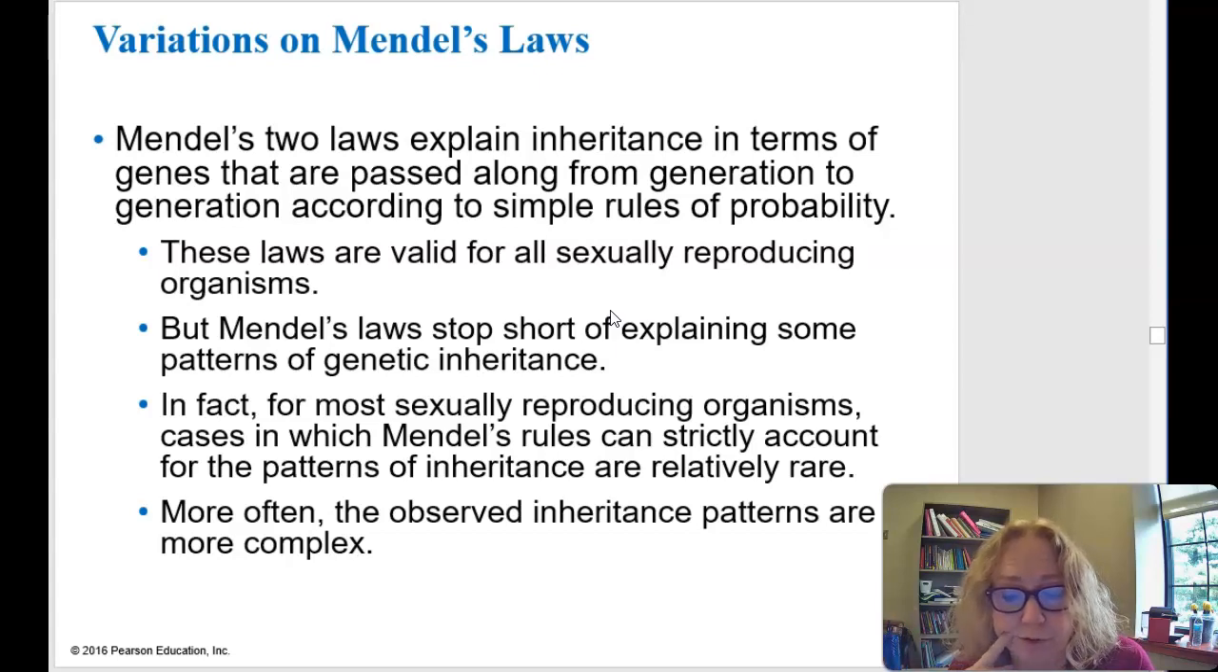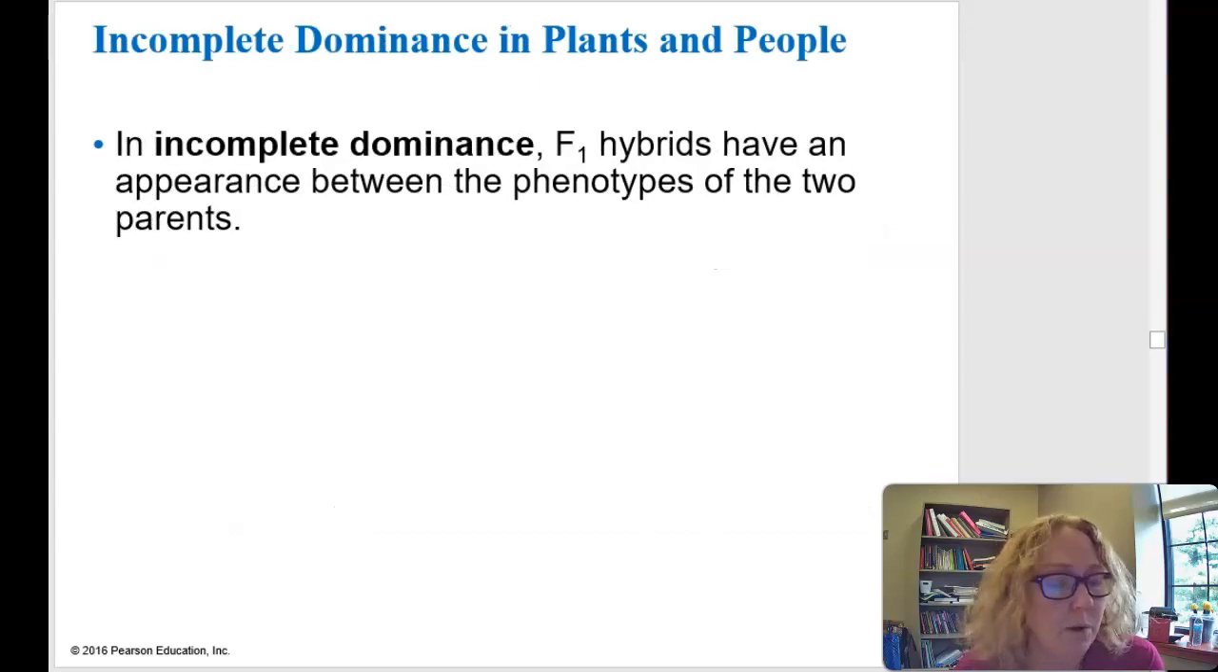For most sexually reproducing organisms, in fact, Mendel's rules cannot account for some of the relatively rare patterns that we see. Most often, the patterns of inheritance are a little bit more complex than big A, little a, and just one trait. We are not, in fact, peas, so that is a problem. One of the things we see is something called incomplete dominance. So this would be hybrids have an appearance in between.